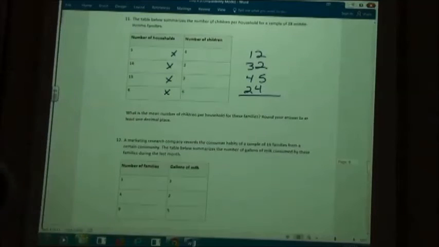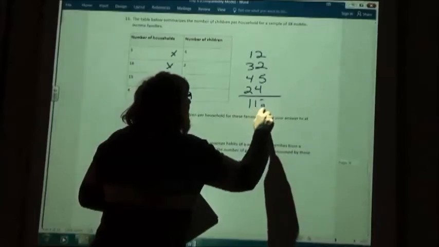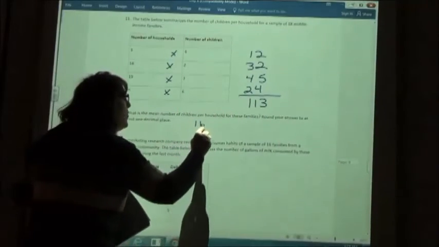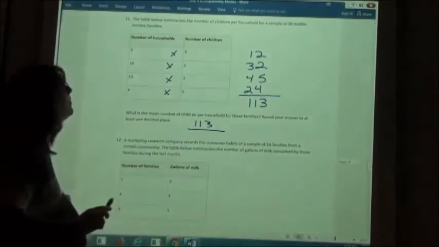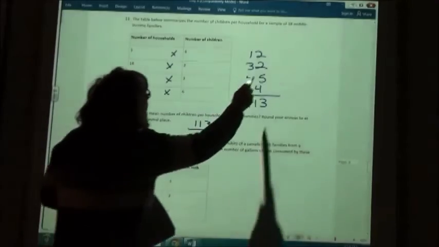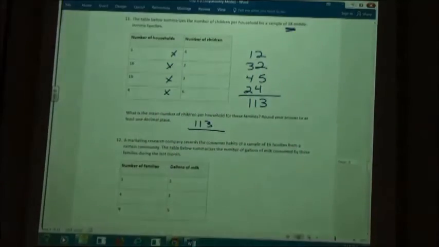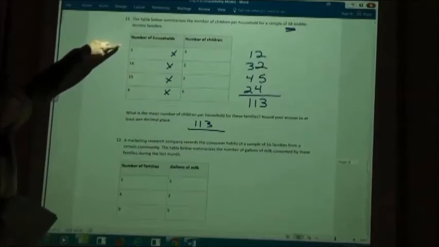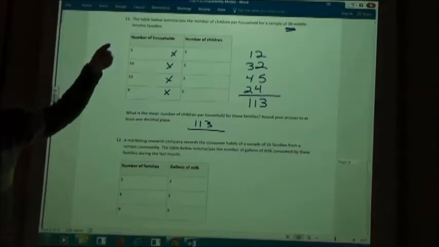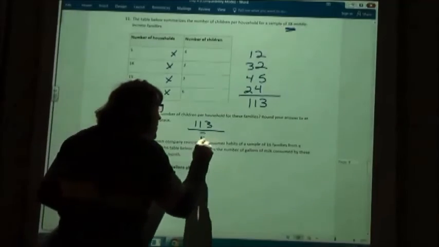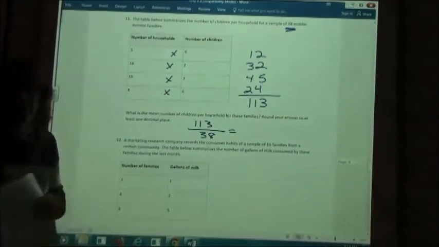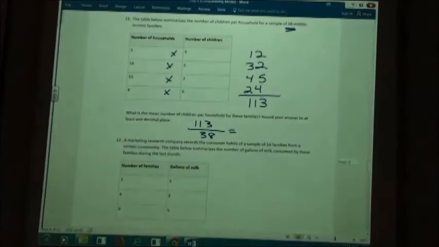You got what? 113. There we go, 113. We're going to take that total of 113 divided by the total number of households that we had. In this case, it tells us 38. If they didn't tell us the number of households, we'd have to add those together, but I think most of the time they're nice and tell you what that number is. 113 divided by 38.